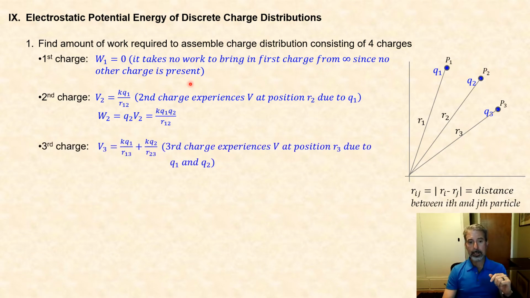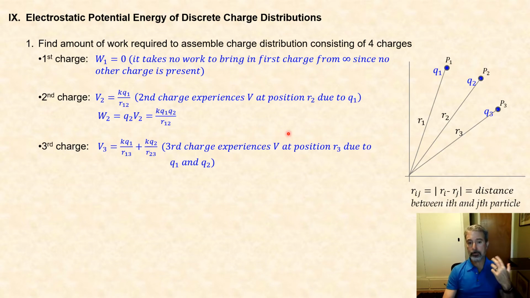Let's start by calculating V3, okay? So the potential here at point 3 before we bring in charge Q3 is just the potential due to charge 1 at this point plus the potential due to charge 2, okay? And that's why we use this notation. So kQ1 divided by R13, that's the distance between point 1 and point 3, plus kQ2 divided by R23, the distance between point 2 and point 3.